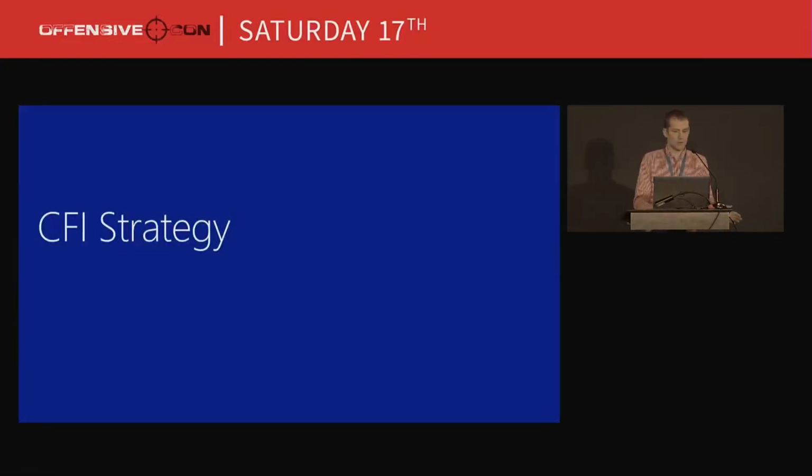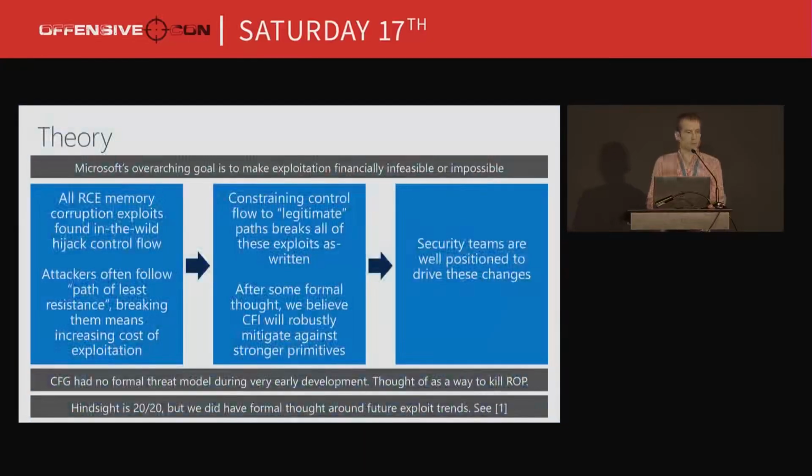And that brings us to our control flow integrity strategy. When we looked at how our customers were being attacked, we could see that all remote code execution vulnerabilities that are targeting memory safety issues end up hijacking control flow. And we realized that if we can constrain control flow to what we consider to be legitimate paths, then that's going to break all exploits as they're currently written.